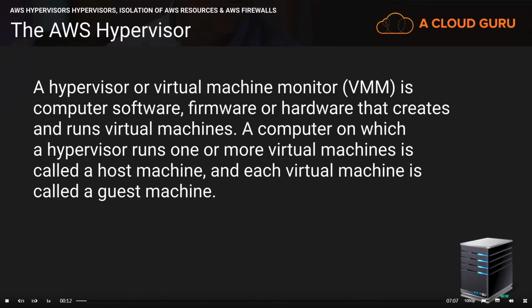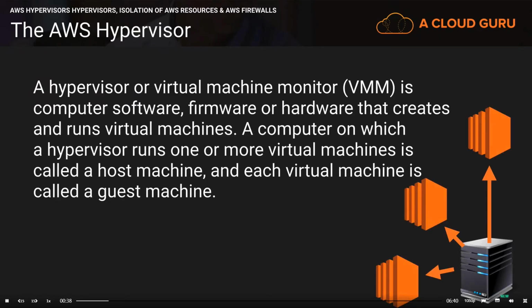So let's start with what a hypervisor is. If you go to Google and just type hypervisor in, you'll get the Wikipedia definition, which is: a hypervisor or virtual machine monitor is a computer software, firmware, or hardware that creates and runs virtual machines. A computer on which a hypervisor runs one or more virtual machines is called a host machine, and each virtual machine is called a guest machine. So basically, a hypervisor is the physical host that is going to run your virtual machines, like so.